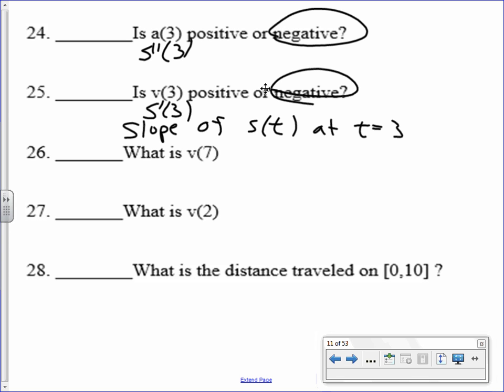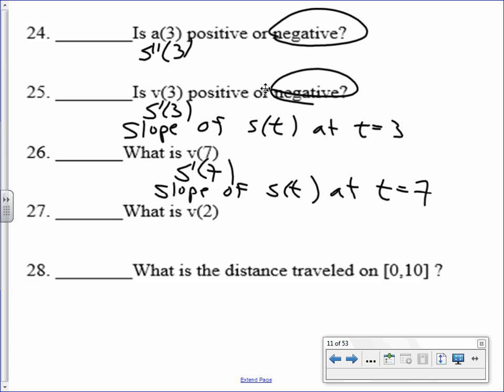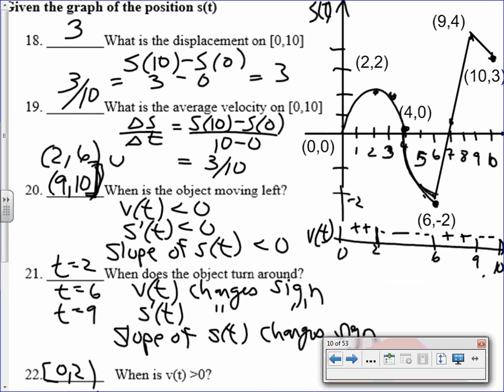What is v of 7? Related back to position, because that's what you're looking at. It's the first derivative, which is the slope. So we want to know the slope of s of t at t equals 7. Let's go back and look. At t equals 7, we're trying to figure out the slope. We can actually figure it out because the slope at any point on a straight line is always going to be the same. So if you figure out the slope for this whole part of the graph, it's the slope at every single point.